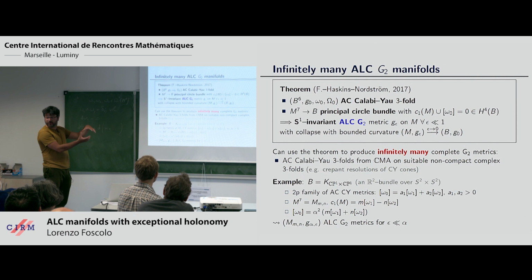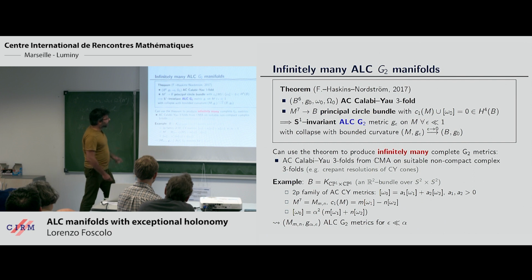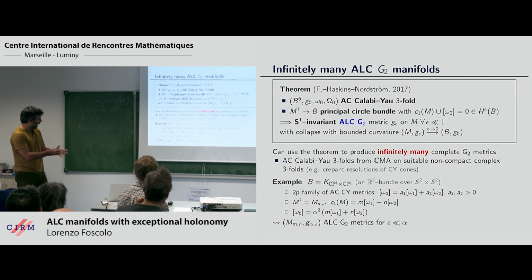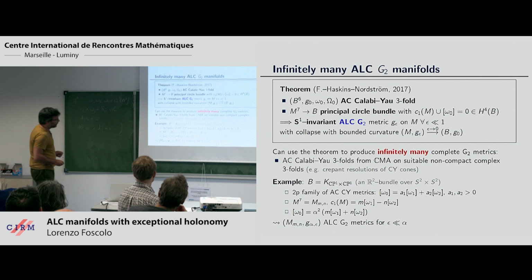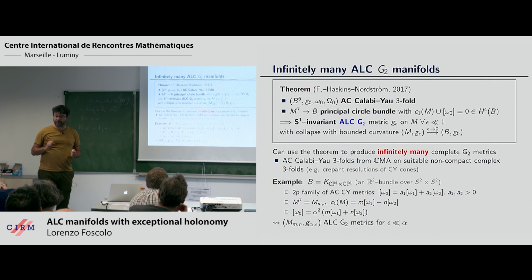Then you need to choose a circle bundle. That's, again, two integer parameters for the first Chern class. And then there are topological constraints that you need to satisfy, which say that the Kähler class is determined by the integers up to a scale factor, alpha. You apply this to the theorem and get a two-parameter family of ALC G2 metrics. One parameter, alpha, controls the size of a compact core of these manifolds, and epsilon is the size of the circle at infinity. The theorem really only works when epsilon is much smaller than alpha.